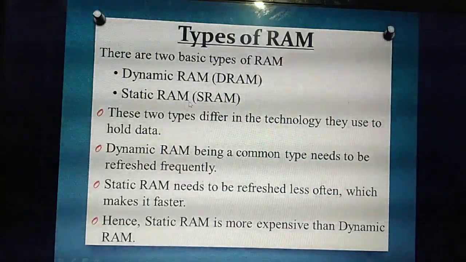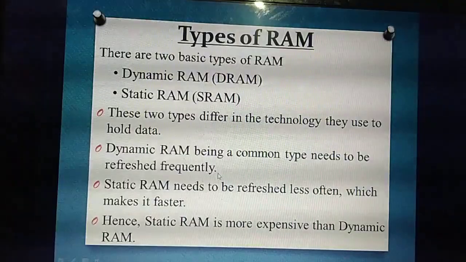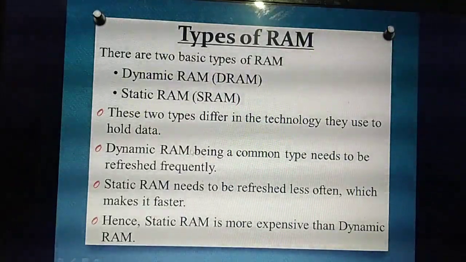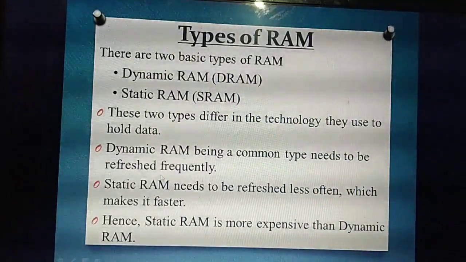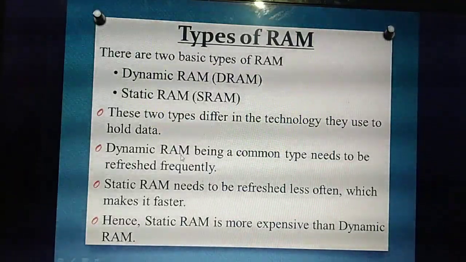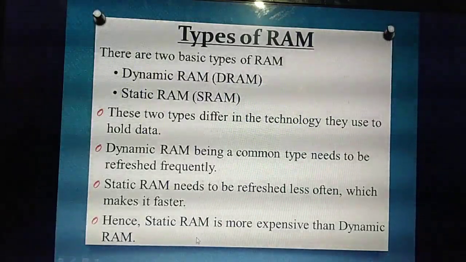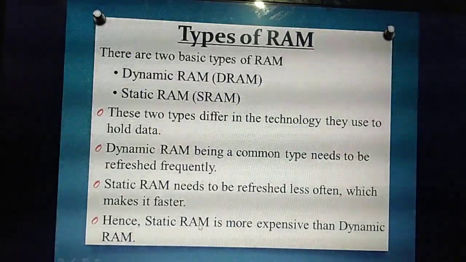Sometimes they will ask 2 more questions. Differentiate between DRAM and SRAM. What's the first point? DRAM is the common type of RAM. It needs to be refreshed frequently, but SRAM need not be refreshed frequently. DRAM works slower. Static RAM works faster. SRAM is more expensive than dynamic RAM.